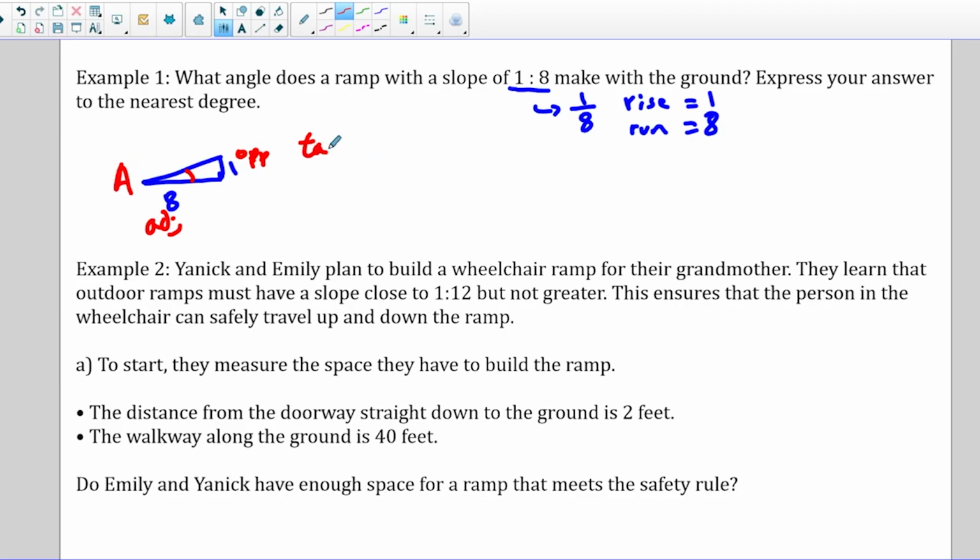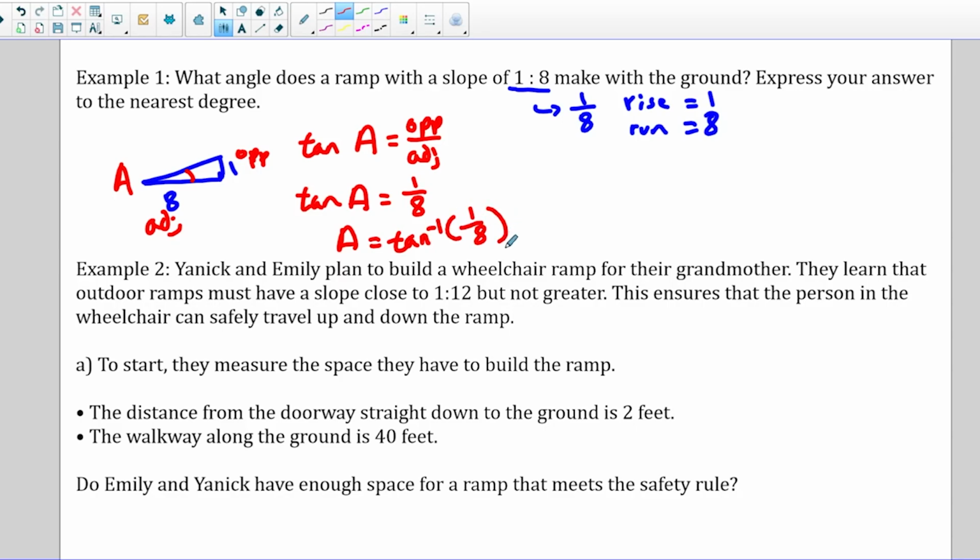So I can say the tangent of A is equal to my opposite side over my adjacent side. So tangent of A is equal to 1 over 8. I can take the inverse tangent of both sides, so the inverse tangent of 1 over 8. I'm going to put that into my calculator. So the inverse tangent of 1 over 8 ends up giving us 7.125. We're going to express that to the nearest degree, so angle A is equal to 7 degrees.